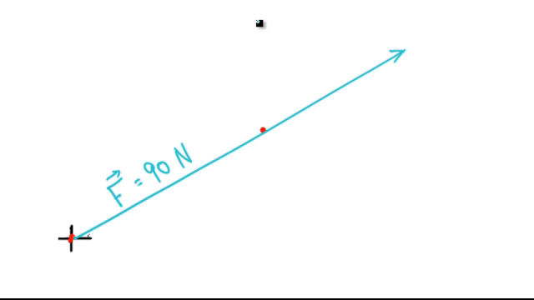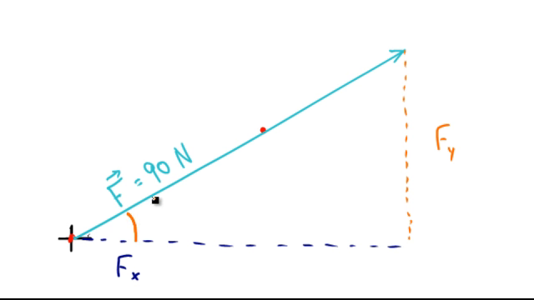So I'll construct myself a right triangle. Going from the tip of this vector, I'll sketch down to make a vertical leg, and then I'll sketch across to make a horizontal leg. I'll call the horizontal leg Fx, I'll call the vertical leg Fy. The angle between the horizontal leg and the vector itself is the 30-degree angle.